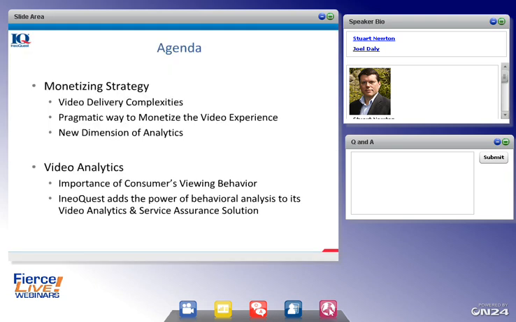The agenda today, we're going to look at two aspects of this. One is monetizing strategy, where we're going to look at video delivery complexities, pragmatic ways to monetize the video experience, and then talk about a new dimension of analytics that is needed to be able to monetize video as we go across more and more multi-screen architectures. The second part of the agenda today will be video analytics, where we take a deeper dive and look at some of the analytics that we're providing and how you can use some of the new technologies and new solutions to be able to deliver against what we're going to talk about in the first part of the presentation.